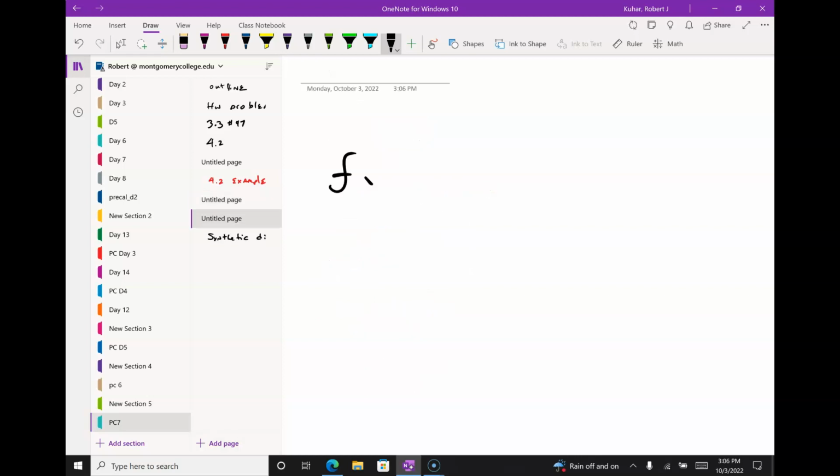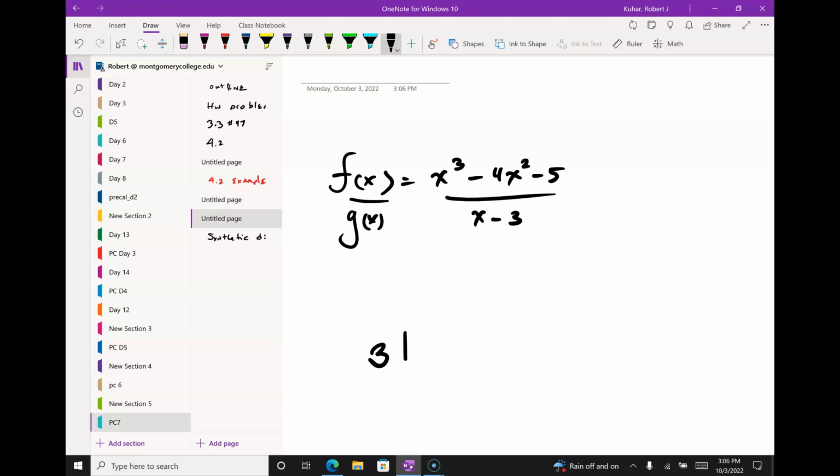So I'm looking at f of x equals x cubed minus 4x squared minus 5 over g of x, which is x minus 3. And I want to do this with synthetic division. So I want to start with 3 because that's what makes that denominator 0. Everybody with me? I need the coefficients of x cubed minus 4x squared plus 0x minus 5. I need a 1, a negative 4, a 0, a negative 5.